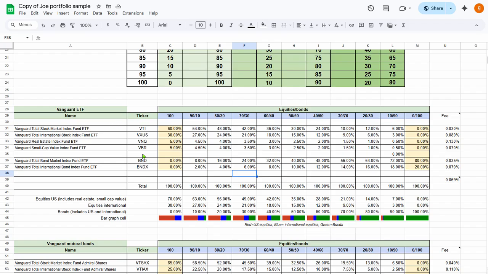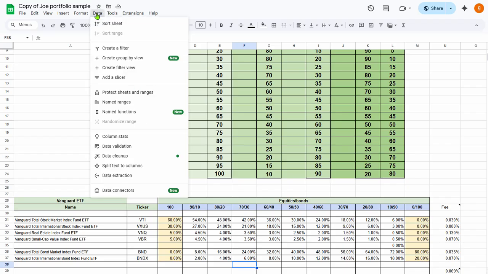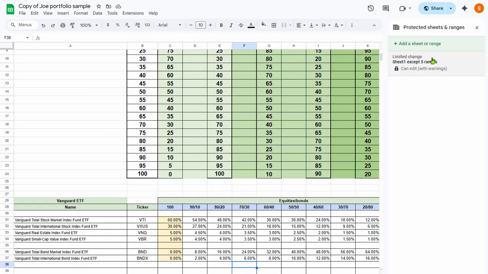And if you want to change some of the other numbers, if you go up on the sheet, you can see protect sheet. I have it protected. You could go over here and you can actually delete this, because once you copy this and save it in your Google Drive, you now could then alter it and change things around.